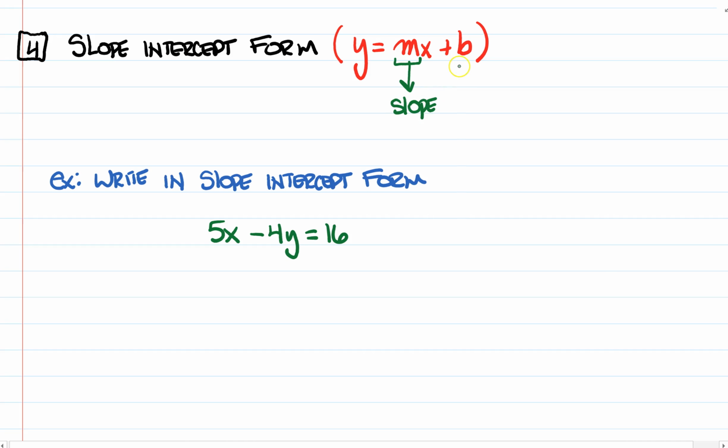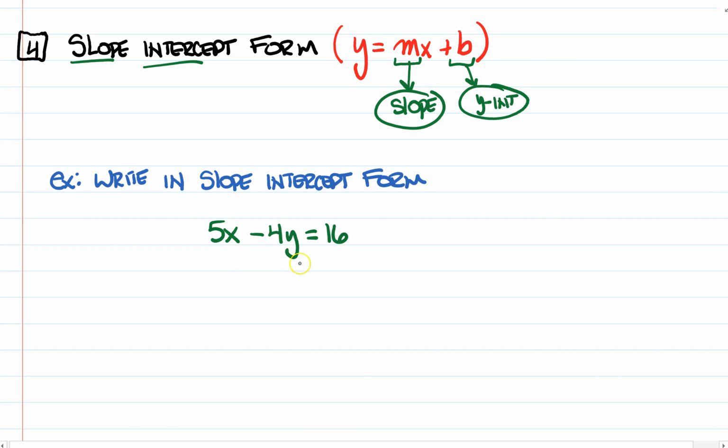Okay, that should be a good review. And the b is your y-intercept value. So the reason they call this slope-intercept is because you're given a slope and the y-intercept. So it's pretty straightforward as to why it's called that. So here's a quick little example.